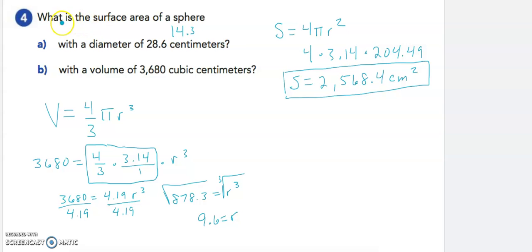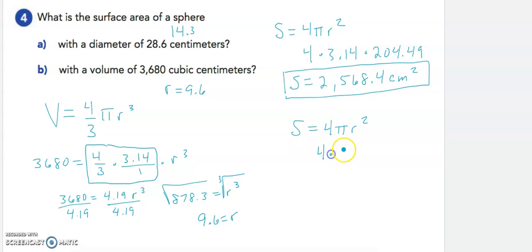Let's go back to the original question. What's the surface area of a sphere with a volume of 3,680? Well, a sphere with a volume of 3,680 has a radius of 9.6. So now we can go through and do the surface area formula. Surface area equals 4 pi r squared.